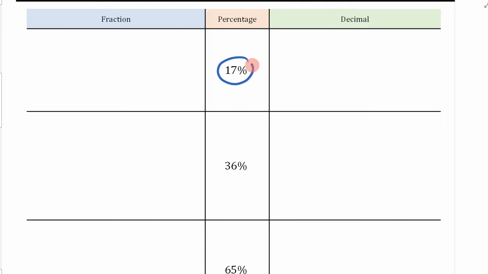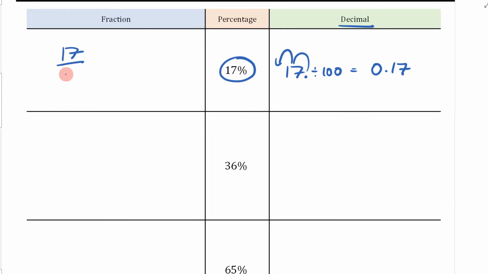So if I've got 17% right here, if I want to change this 17% to a decimal, remember what you do is you take 17 and divide it by 100. So that means I'm moving my decimal place twice to the left, so it becomes 0.17. If I want to take 17% and turn it into a fraction, I write it as 17 over 100. Now I can't simplify that, so that's where I leave my answer. Let's now move to the next one.